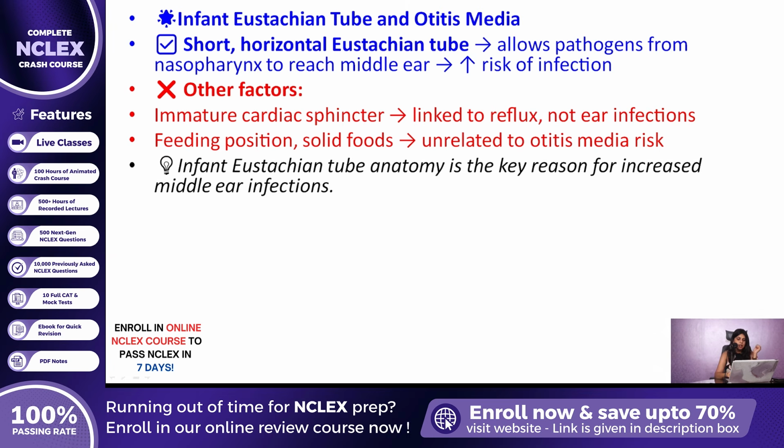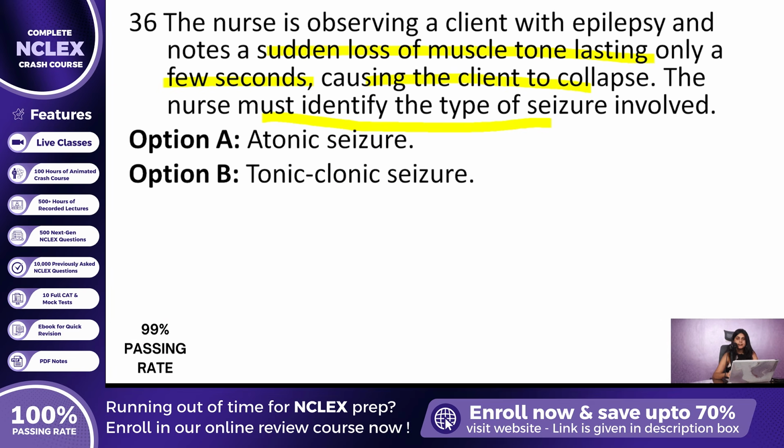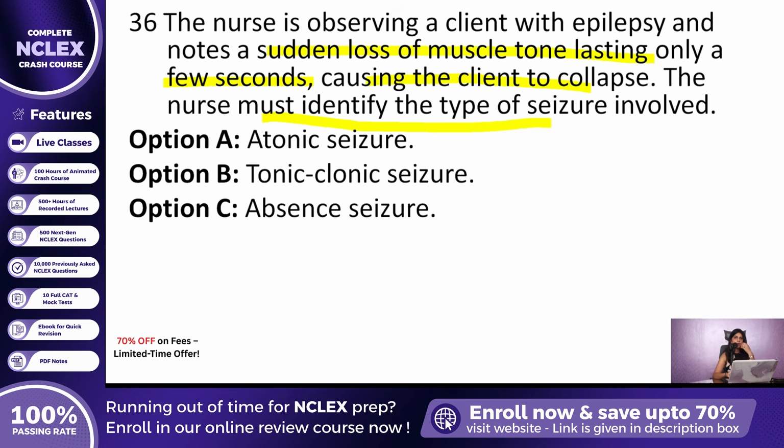Question 36. Let us now focus on seizure recognition. The nurse is observing a client with epilepsy and notes a sudden loss of muscle tone lasting only a few seconds, causing the client to collapse. The nurse must identify the type of seizure involved. The options are Option A, atonic seizure. Option B, tonic-clonic seizure. Option C, absence seizure. Option D, complex partial seizure.